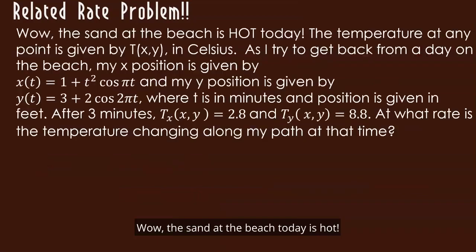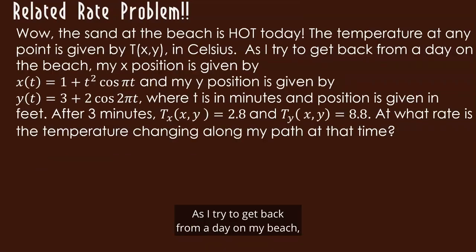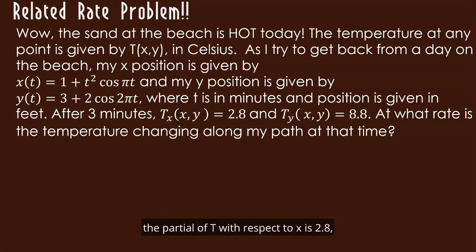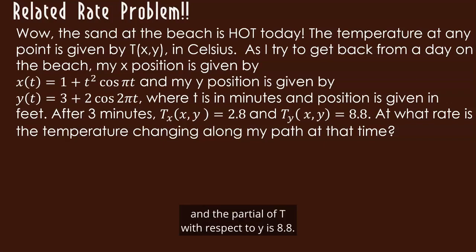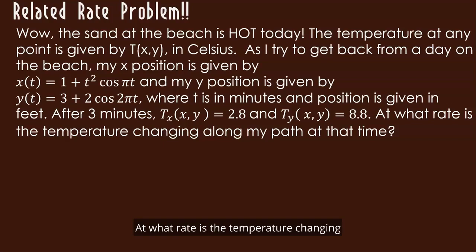Let's look at another one. Wow, the sand at the beach today is hot. The temperature at any point is given by T of x, y in Celsius. As I try to get back from a day on my beach, my x position is given by x of t is 1 plus t squared cosine pi t, and my y position is given by 3 plus 2 cosine 2 pi t, where t is in minutes and the position is given in feet. After 3 minutes, the partial of T with respect to x is 2.8 and the partial of T with respect to y is 8.8. At what rate is the temperature changing along my path at that time?